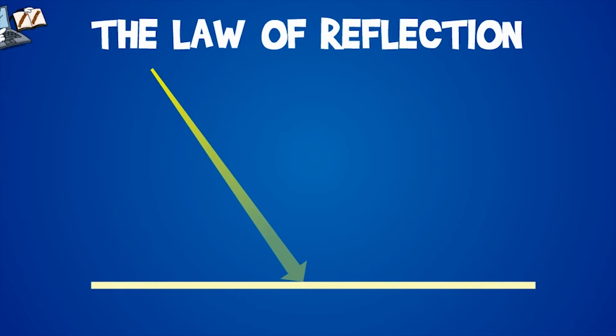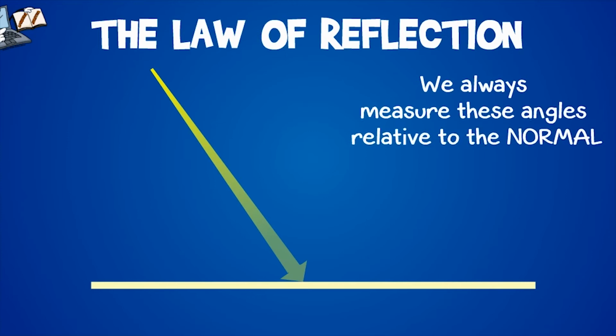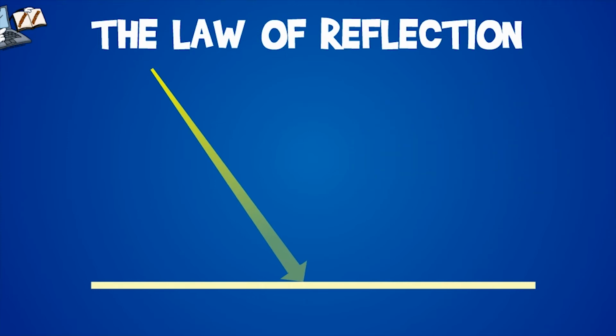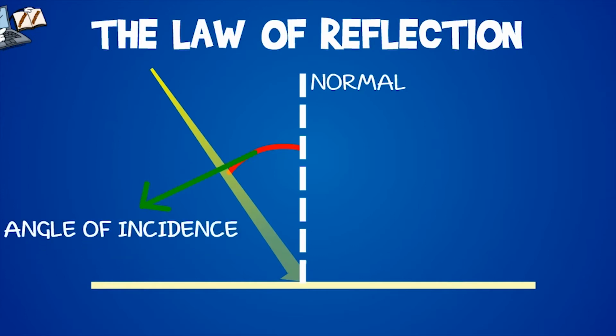Now, it's crucial to remember that we always measure these angles relative to the normal. So, take the point at which the light ray strikes, and draw a line perpendicular to the surface at that point. Always remember that the word normal means perpendicular. So this one is the surface normal at that point. The angle here that the ray of light makes with the normal is what we call the angle of incidence.